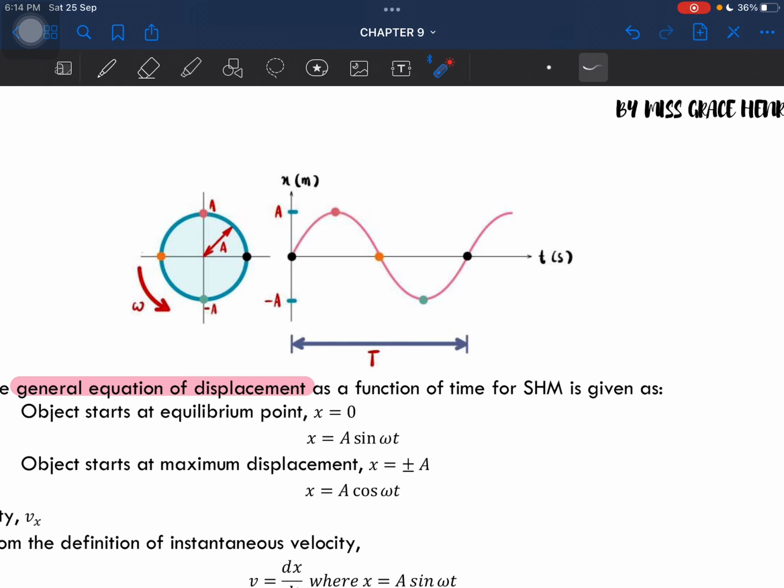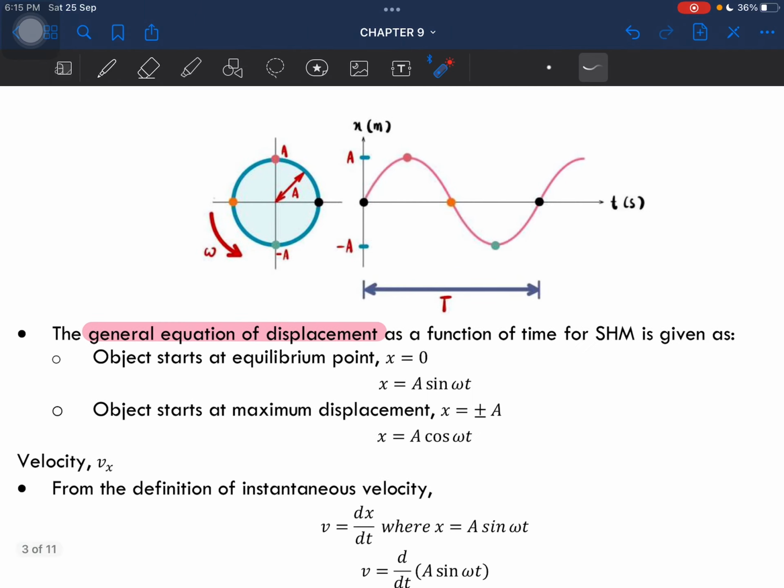This object can move. So this is the amplitude. Then you have to know one period. A period is one cycle, the time taken for one cycle. So this is considered as one cycle. This is not one cycle. It has to be like this to be considered as one cycle. We will have negative and positive amplitude because now it is a sine graph.